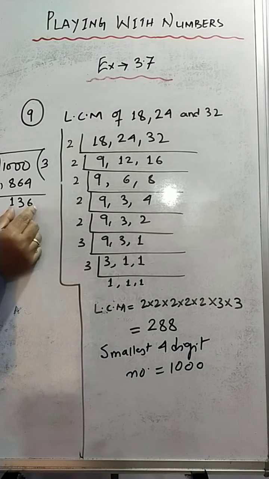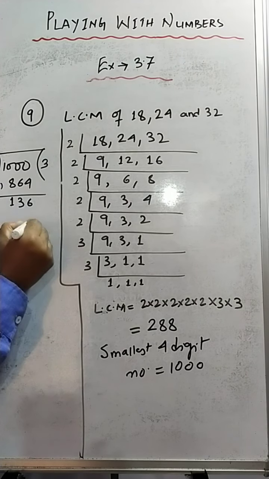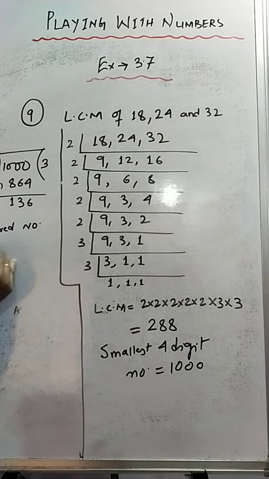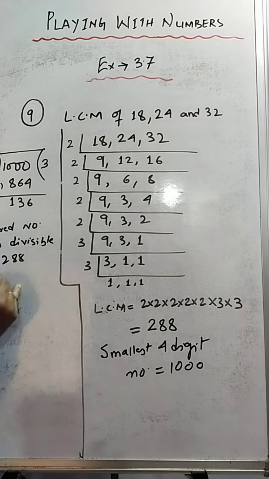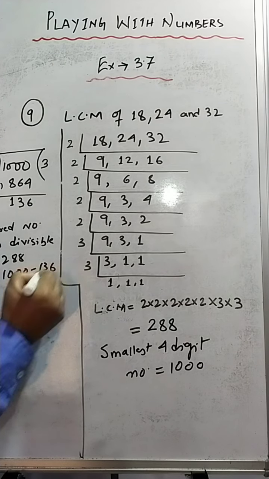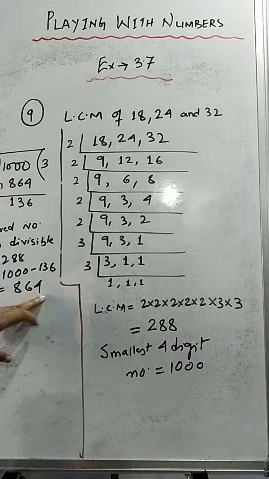Now what is the logic you see? When the remainder is 136, the first thing we'll do is subtract this 136 from the number. So we'll get a number which will be exactly divisible by 288. The required number which is divisible by 288 will be 1000 minus 136, that gives us 864. And 864 is completely divisible by 288 because 288 into 3 is 864.